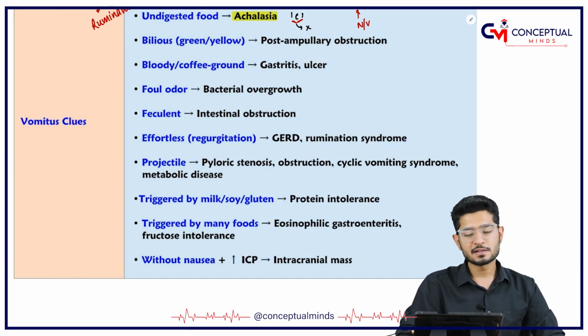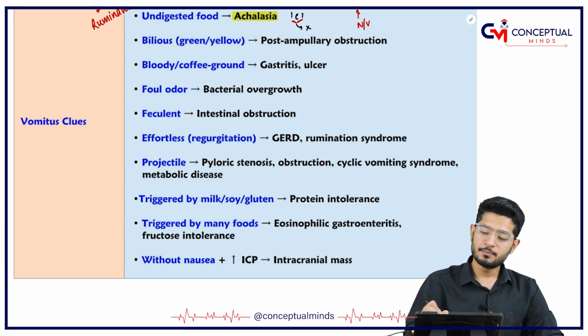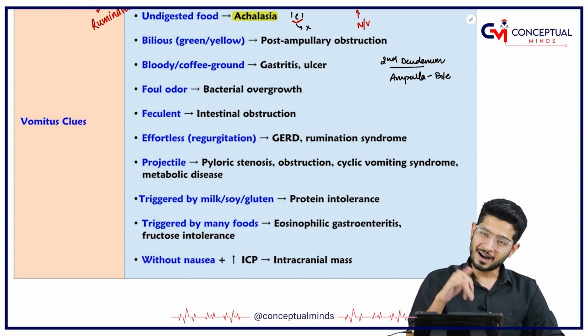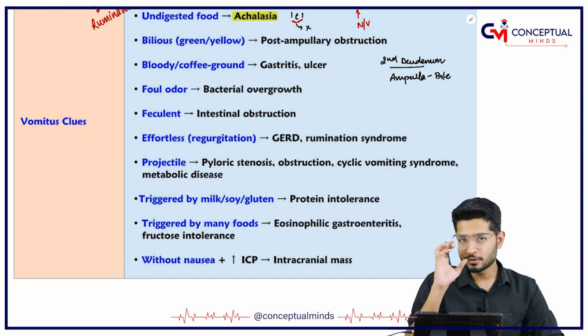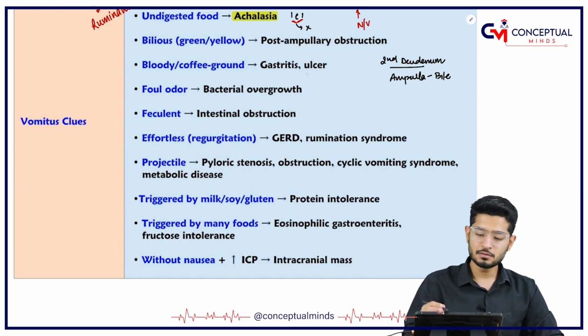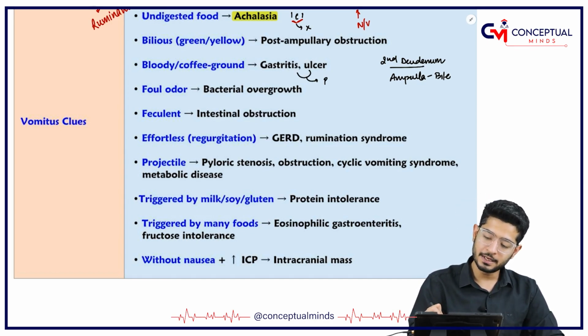Then comes bilious. So what, the post-ampullary obstruction. See, intestine, and rather I should say the second part of the duodenum. Okay, the second part of the duodenum has got the ampulla, and in the ampulla there is the opening of the bile duct. So any obstruction after the opening of the bile duct will have the food mixed with bile when it comes to vomitus.